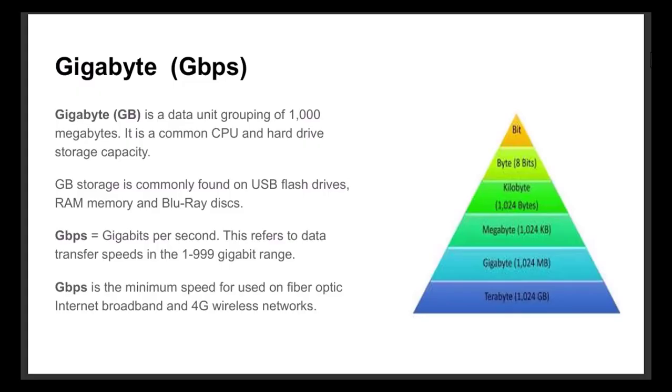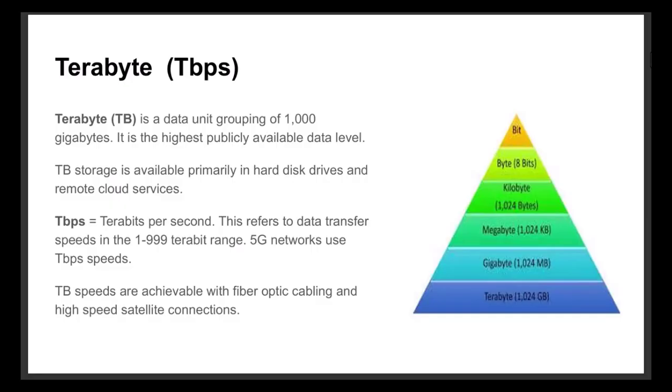Next, we have gigabits per second, GBPS. This is the data throughput transfer speed that we use in our 4G or fourth generation wireless networks, internet broadband, and fiber optic cabling. And lastly, we have terabits per second, or TBPS. We use terabits per second in our most recently introduced 5G cellular networks, as well as high-speed satellite connections and long-distance fiber optic cabling.